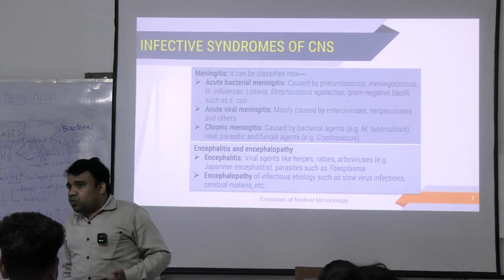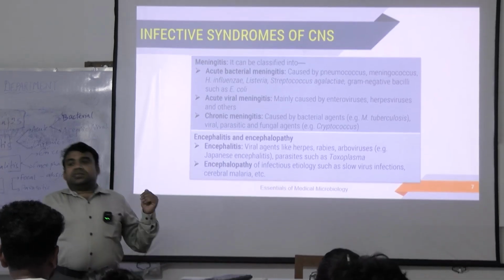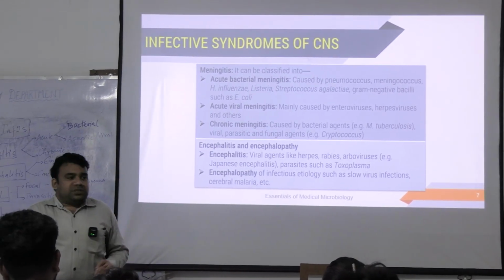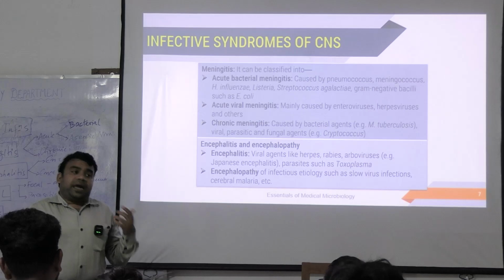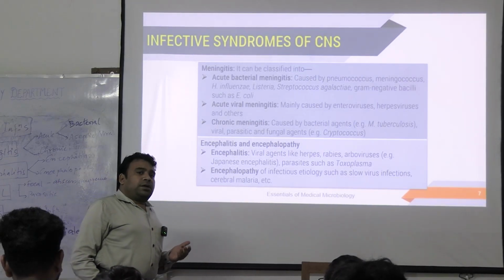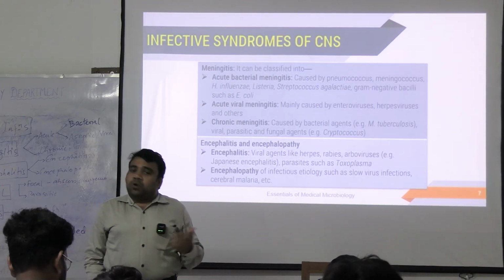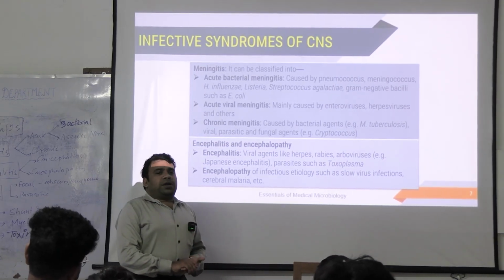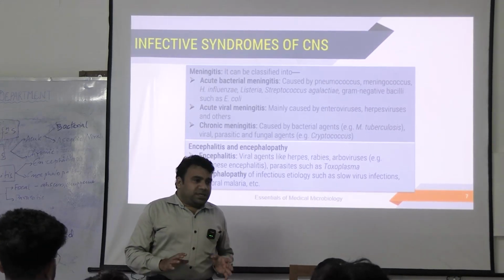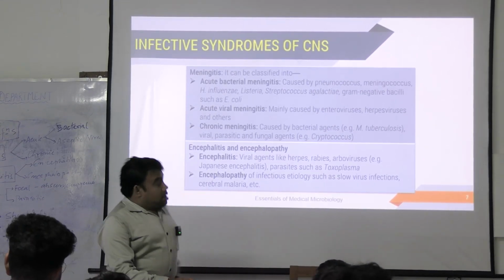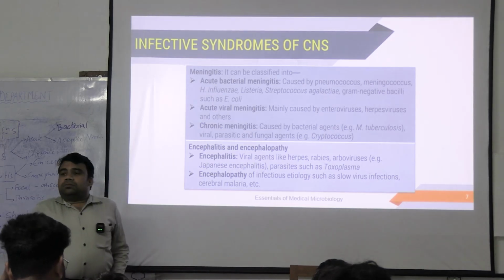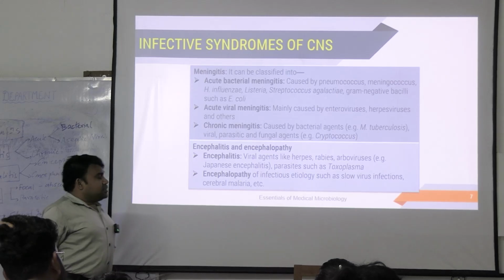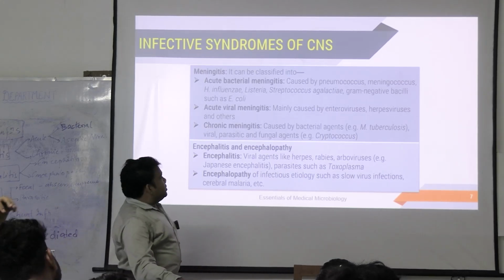Later on, as science developed more and more, we came to understand that these were caused not by bacteria but by viruses, hence not seen by routine microscopy. But we can see the viruses under electron microscopy or by molecular methods. Hence, it was earlier called aseptic meningitis, but nowadays we'll be calling them acute viral meningitis. Common viruses causing meningitis would include enteroviruses, herpes viruses, and other rarer viruses.